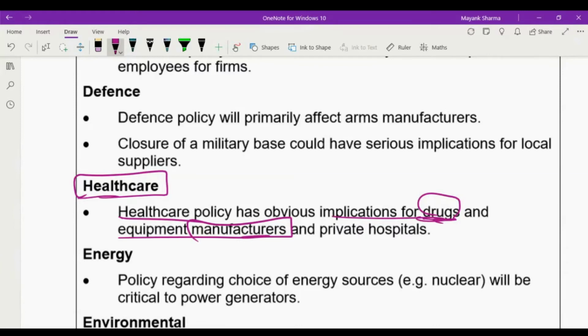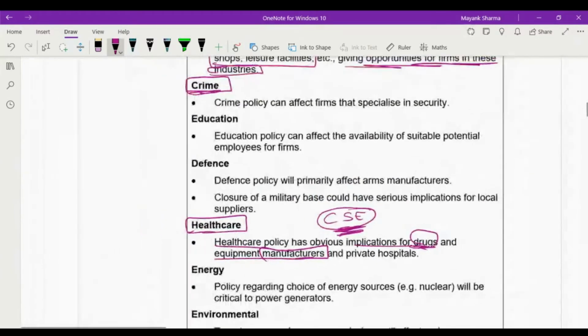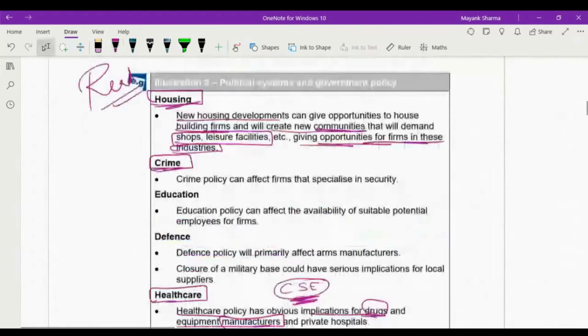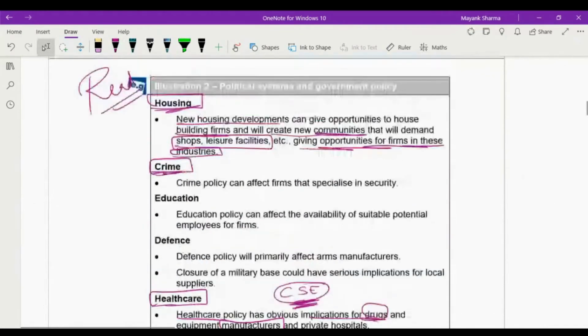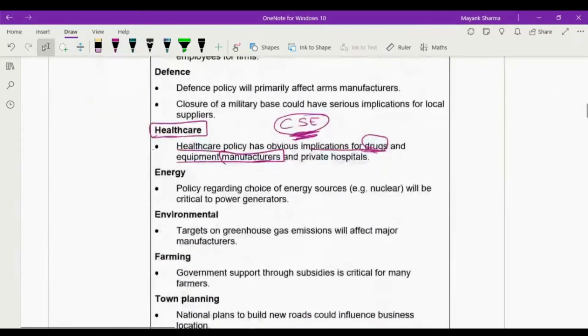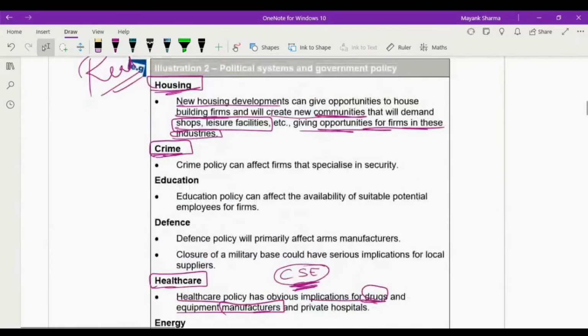For example, critical support equipment manufacturers. Critical support equipment is like respiratory systems and ventilators, things like that. Those kinds of equipment manufacturers got a very big push because of this pandemic. So as I said, government's policy or the situations might also impact the industry or individual firms.